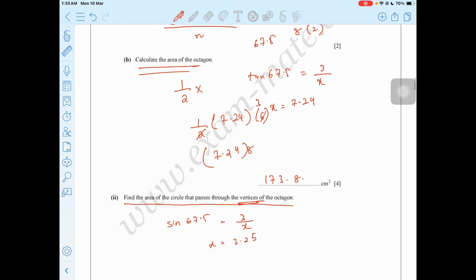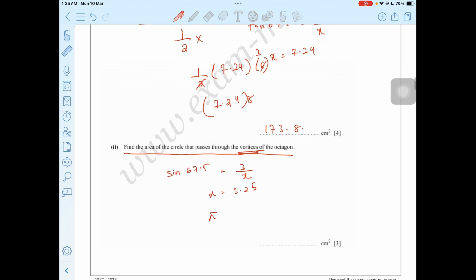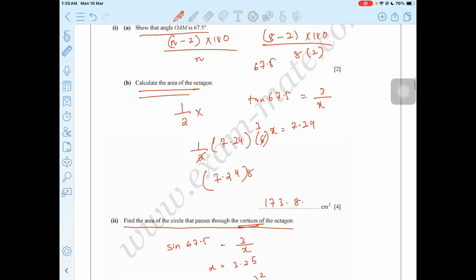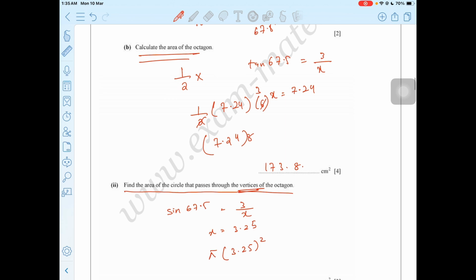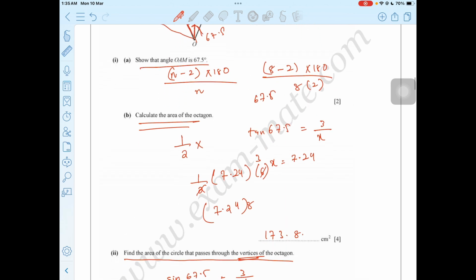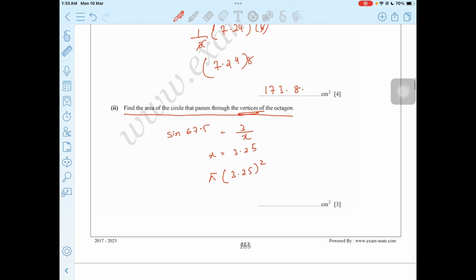right? So this would be pi r square. So this would be pi into 3.25 whole squared. Or this would be something different. Am I doing it right? I hope I'm doing it right. Pi multiplied by 3.25 whole squared. No, I haven't done this right. I guess I've done something wrong over here.